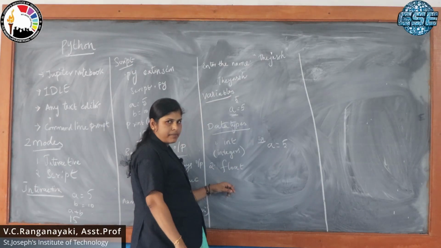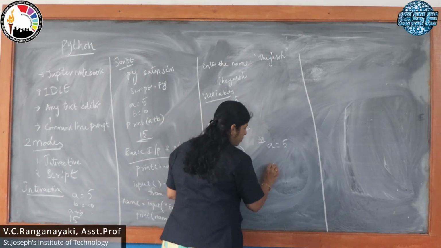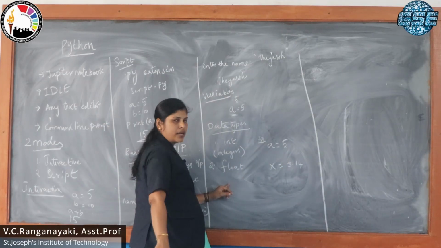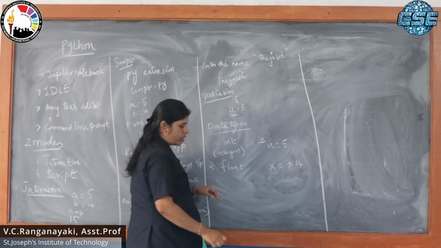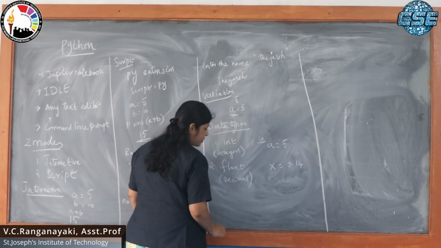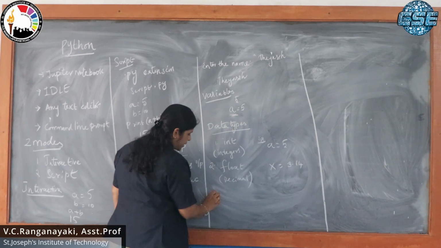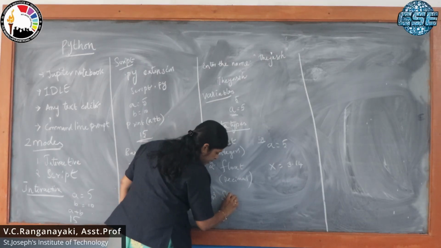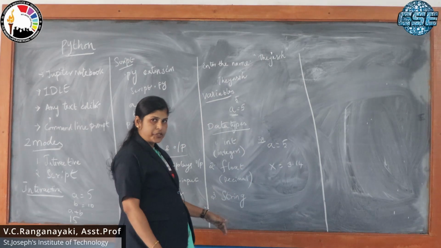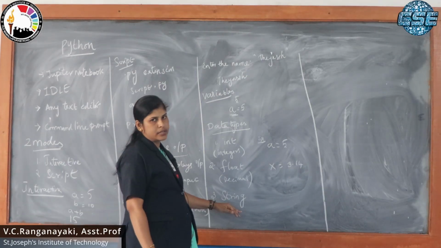Float means decimal values. You know, x equal to 3.14. All the decimal values come under this float. So float means decimal values. Okay. Next one is string. All the characters and strings come under this string.